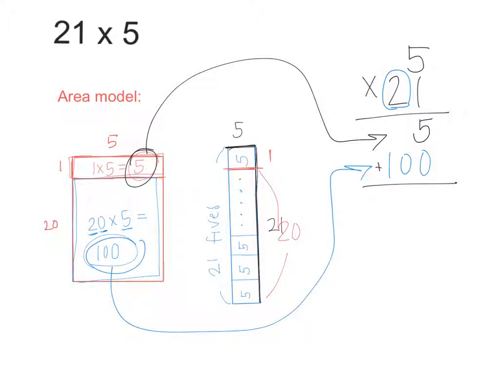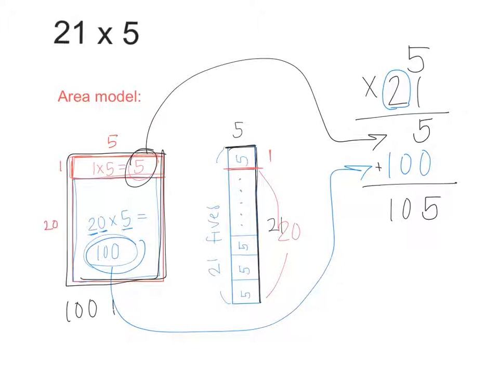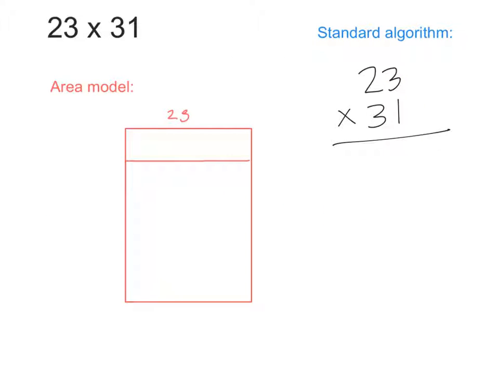So 100 plus 5 is 105. That would be the same thing. In order to find the area for this entire rectangle, we would have to add the partial products of 100 plus 5 for a total of 105. Okay? So do you guys see how each part of the area model is part of the standard algorithm? Good. Now, if my area model has a 23 up here, what number goes on the side here?